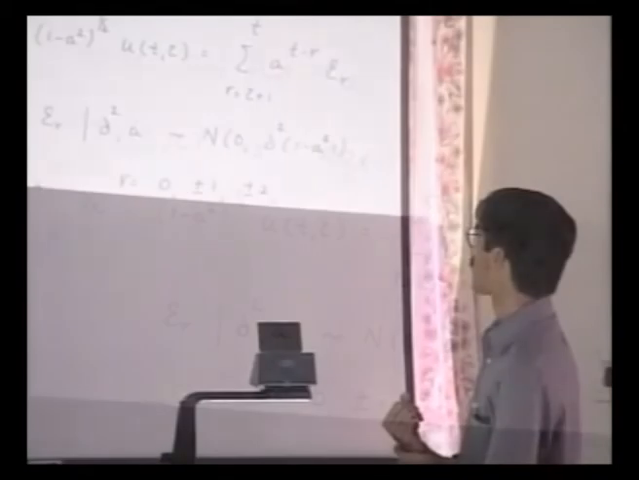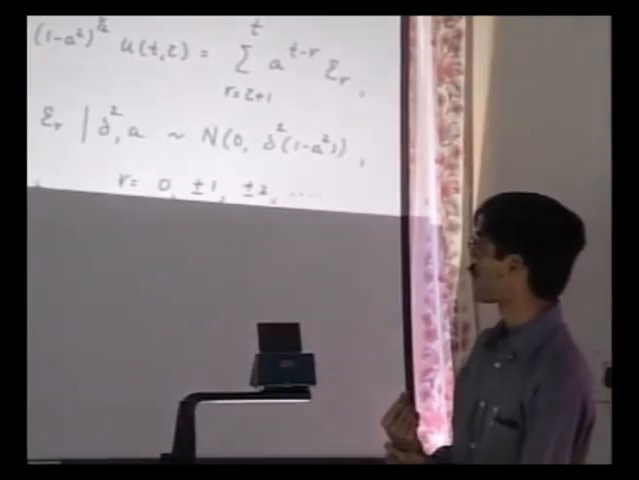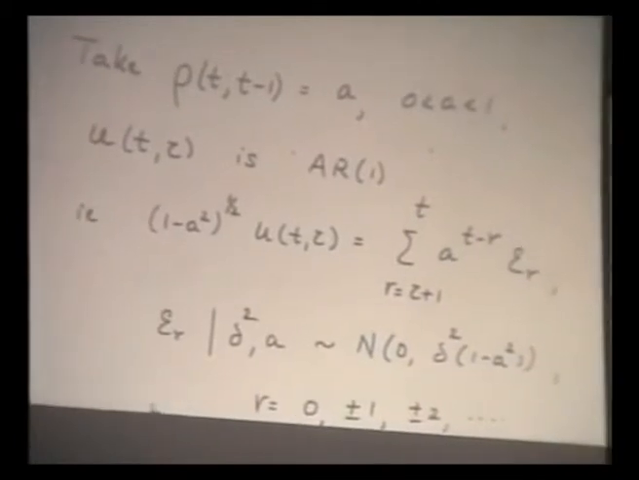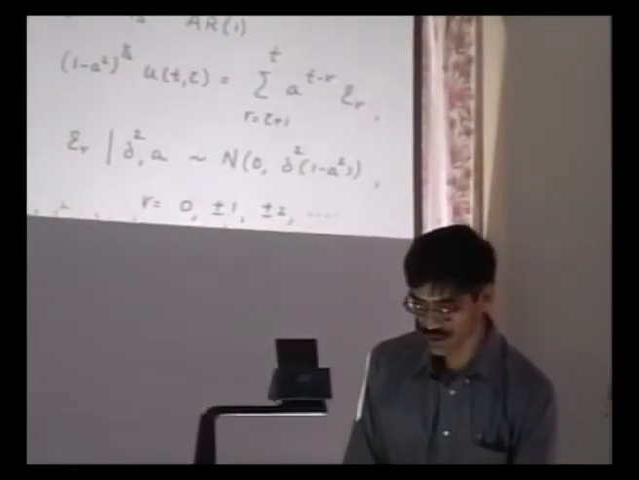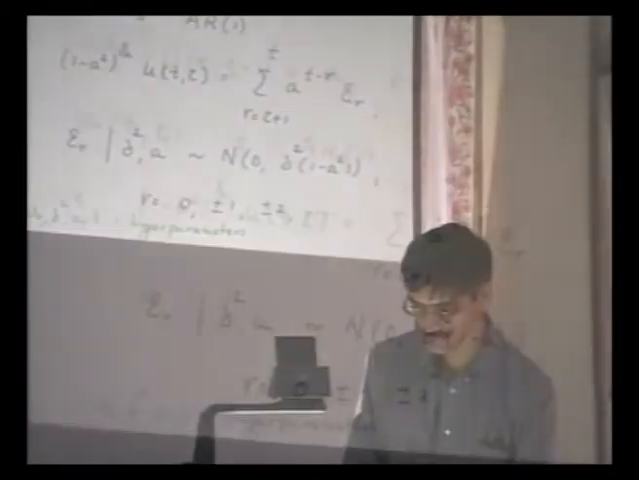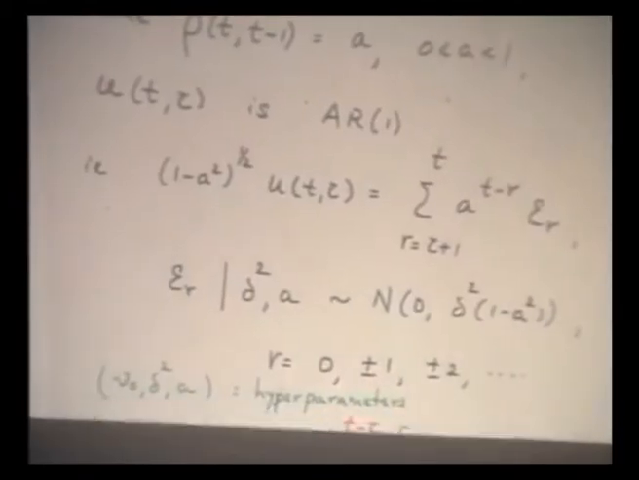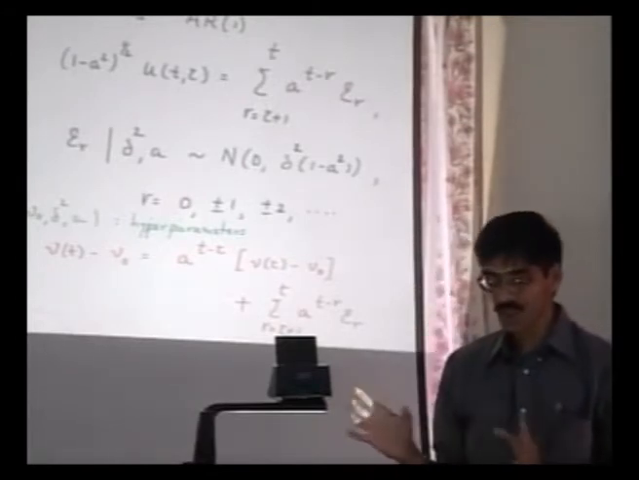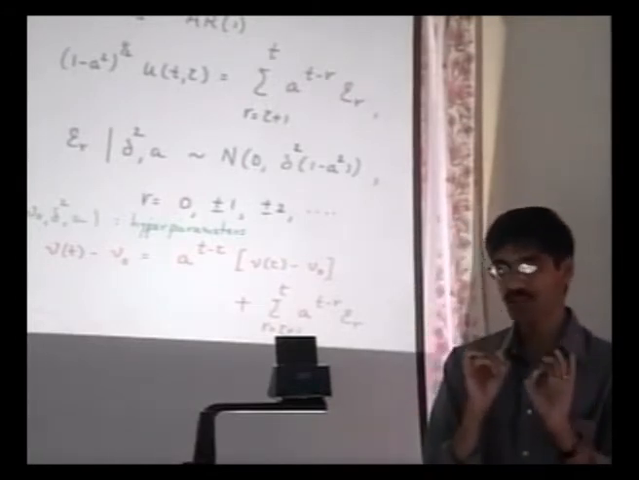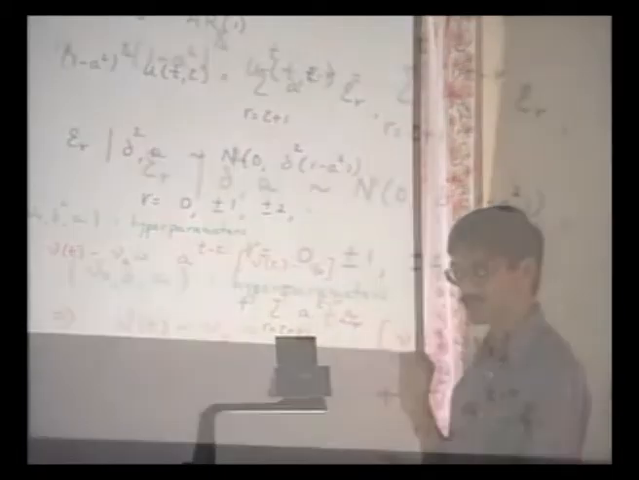Okay, the epsilon r's are given some hyperparameters delta square and a, delta square being the variance, in some sense, and a being the correlation that I wrote down earlier. It's just normal with mean 0 and this variance. So that actually tells me that the dependence between nu at time t and nu at time tau is like this.